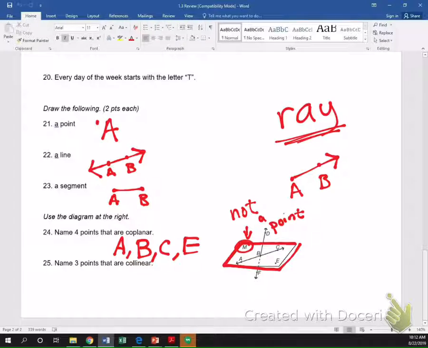Name 3 points that are collinear. Collinear means the same line. ABC. A, B, C. Those are all on the same line. There's actually another option here if you want to get real fancy. Do you see the line going down this way? So you could do D, E, F if you want. It doesn't say name all the points that are collinear. But, you know, if you're feeling fancy, go for it. Don't use M. It is not a point, okay?